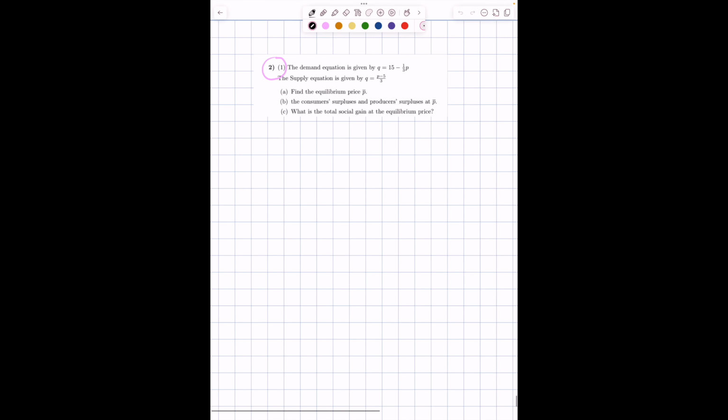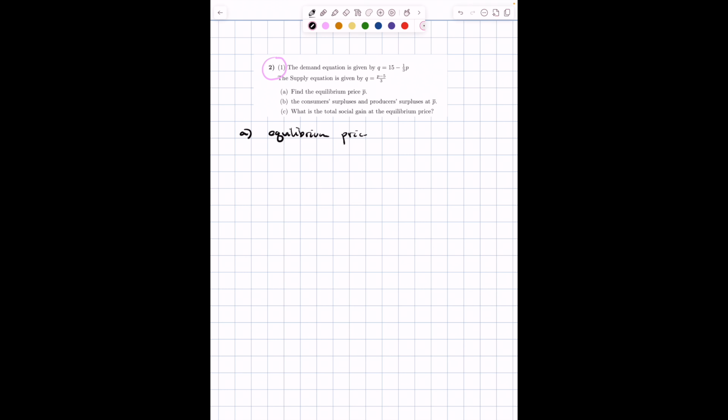Okay, so this is the video. I'm gonna start with doing this first problem. This problem is exactly like the other one. You just need to find the equilibrium price explicitly. The other one didn't ask for that, but we need to find the equilibrium price.